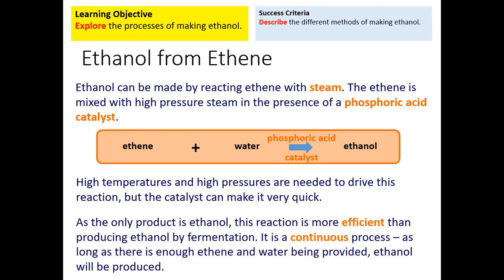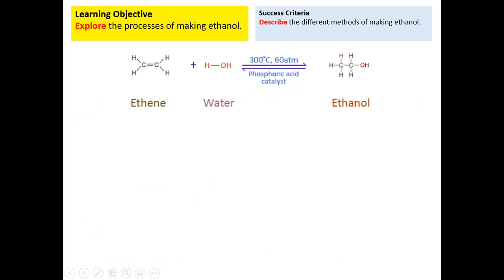So as the only product is ethanol, the reaction is more efficient than the other one, and it's a continuous process. So as long as you've got ethene, you can just keep providing it into the system wherever it's being created, and ethanol will continuously be produced. So you don't need to wait for things to grow. It doesn't need to be a start-stop process. You can just do it continuously, meaning you would get more from this process.